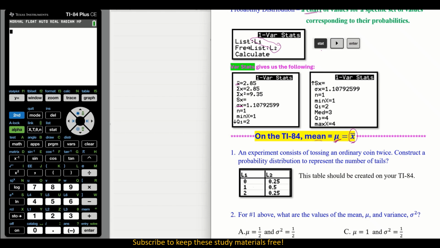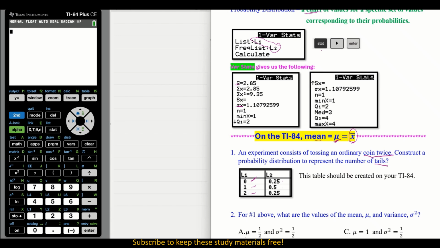An experiment consists of tossing an ordinary coin twice. Construct a probability distribution to represent the number of tails. I have created it here for you. 0 means we're getting, remember we need tails, we'll get heads. We get one of them, or we can get 2 tails. And the probability is a fourth for getting 2 heads. For getting one or the other is a half. For getting 2 tails is a fourth.